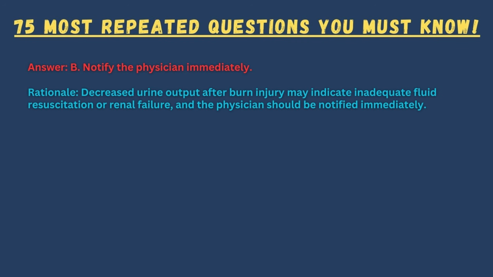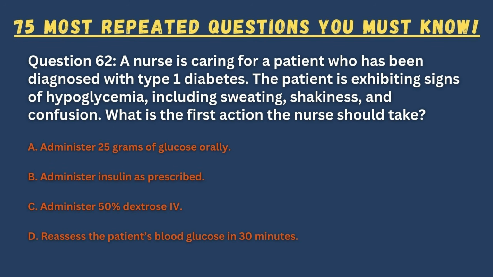Answer. B. Notify the physician immediately. Rationale. Decreased urine output after burn injury may indicate inadequate fluid resuscitation or renal failure, and the physician should be notified immediately. Question 62. A nurse is caring for a patient who has been diagnosed with type 1 diabetes. The patient is exhibiting signs of hypoglycemia, including sweating, shakiness, and confusion. What is the first action the nurse should take?